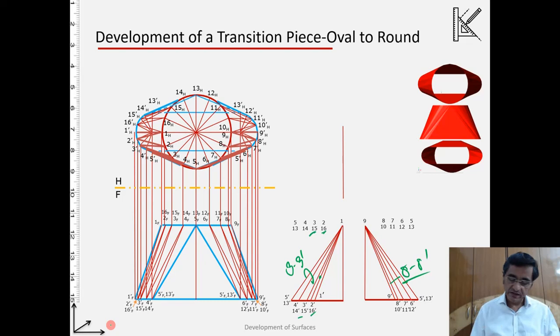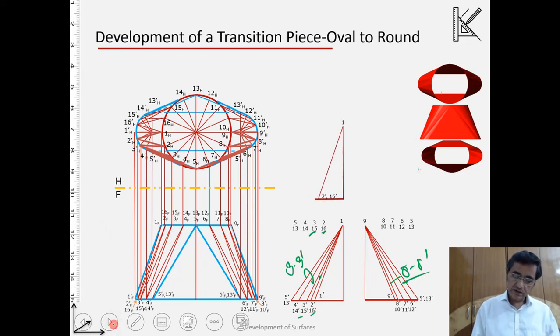Alright, we also need, as we just saw in the previous case, the length 1 2 dash. And this 1 2 dash is also not parallel to the frontal, so I'll have to rotate it, determine its true length, and then show it. So if I do this, that's the point 1, that's the point 2 dash. So this line is equal to 1 2 dash. Similarly, the same line is 1 16 dash here also. This is the true length.